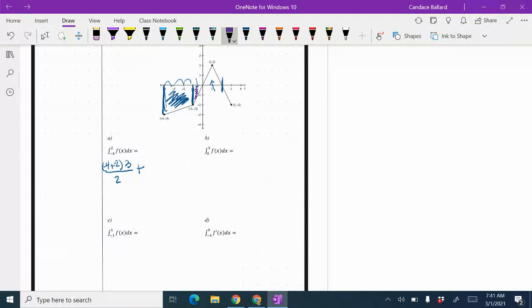The next thing is this little skinny triangle right here. I know triangles I divide by 2 as well. It looks like my height is -2 and my base is 1. And then finally we have this little triangle here. So it looks like on that one, I'm dividing by 2. My height is 2 and my base is also 2. So let's go ahead and add those together.